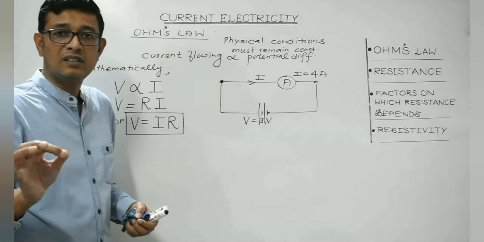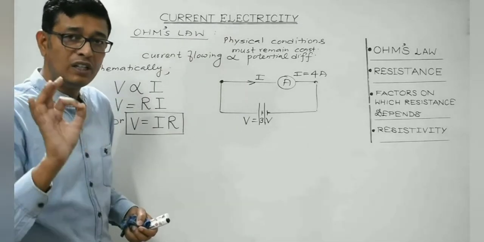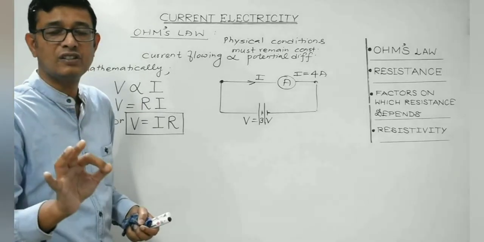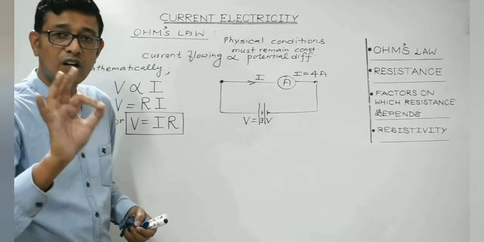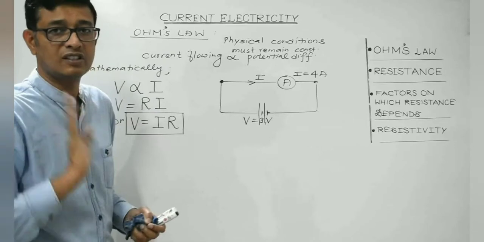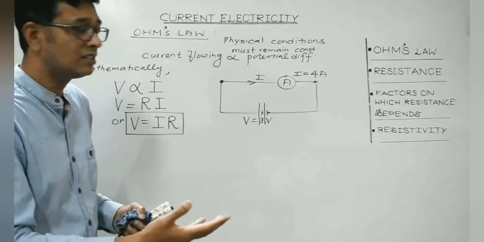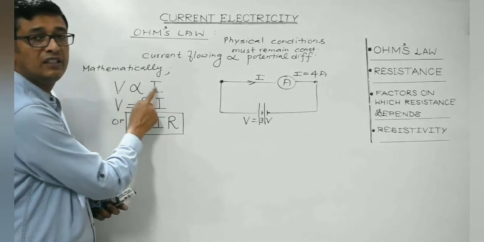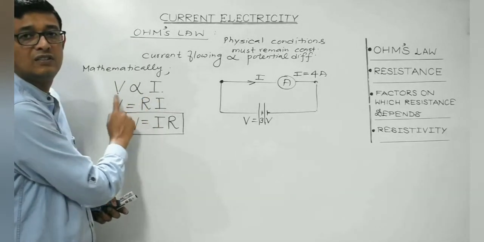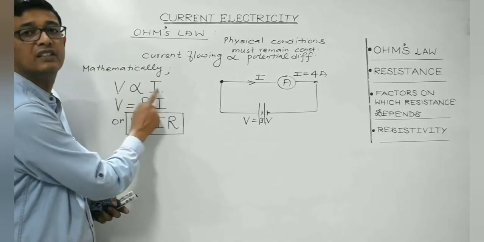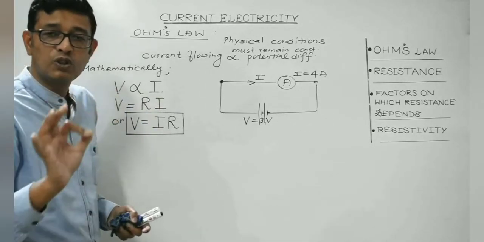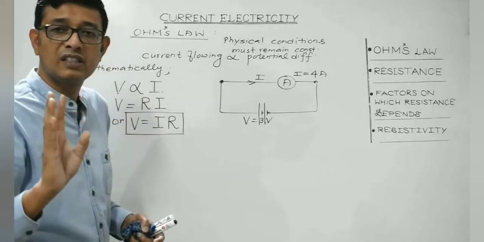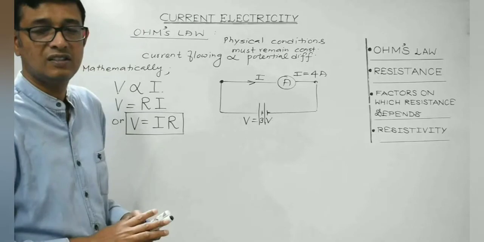Ohm's law, student, is valid only when the physical conditions like temperature, pressure or mechanical strain remain constant. If the temperature varies, then these two quantities will not be linearly dependent on one another. Right? The variation would not be linear. So Ohm's law is valid only when the physical conditions remain constant.